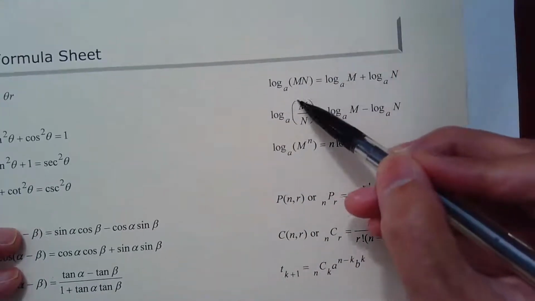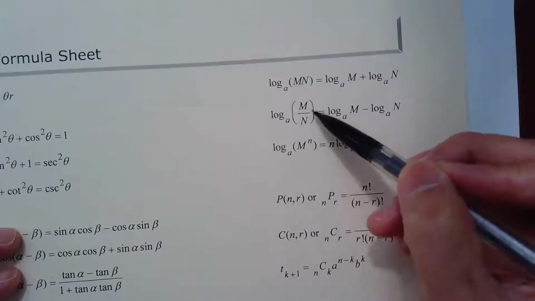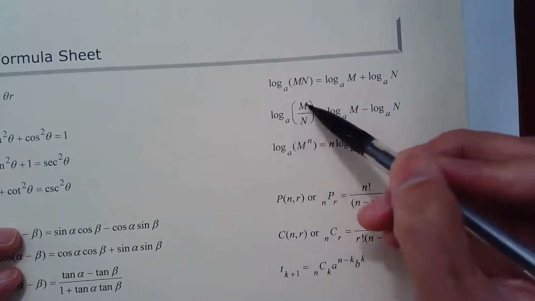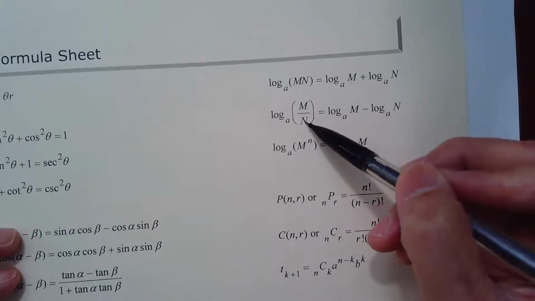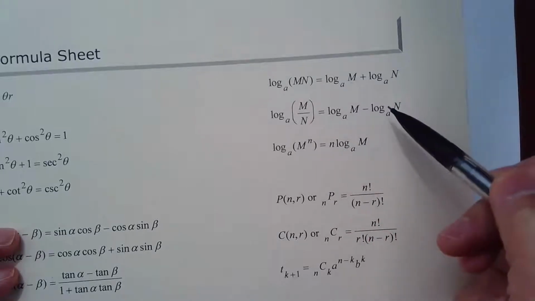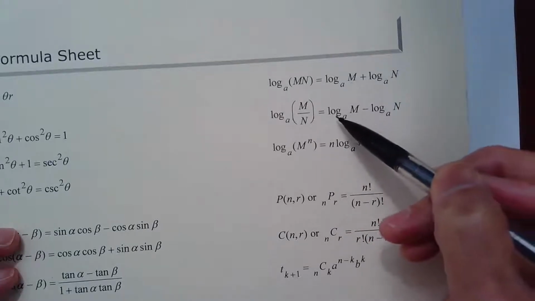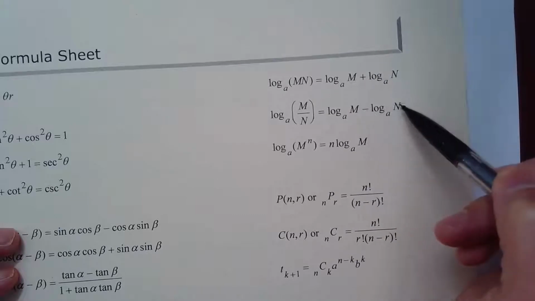And it says here when we have powers of the same base that are being divided, what do we do to the exponent? We subtract the exponent. So that's why here it's log of m minus log of n.